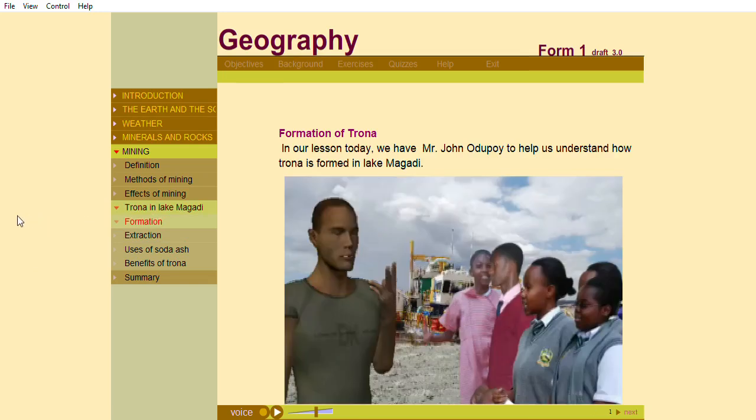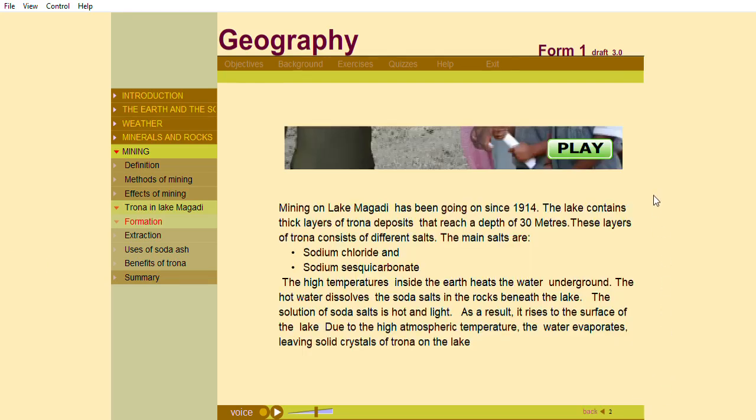Formation of trona. In our lesson today, we have an expert, Mr. John Odupoi, to help us understand how trona is formed in Lake Magadi.